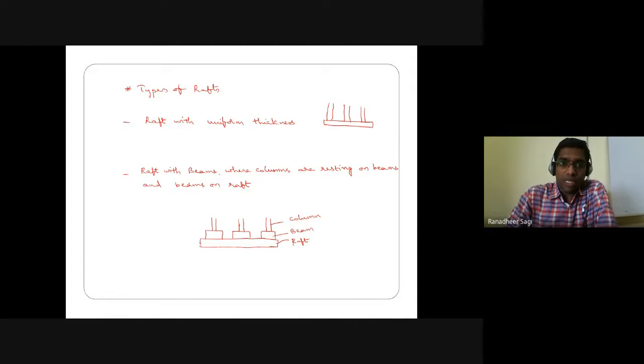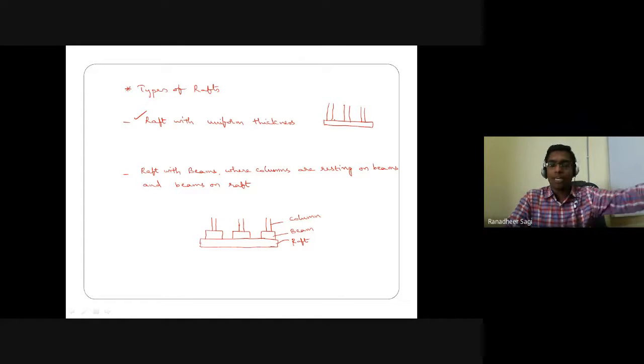Coming to the different types of rafts, we are going to see various types apart from what we have listed here. These are some of the types of rafts you would in general come across. One such type is raft with uniform thickness. When talking about a mat or raft spread over the complete plan area of your construction, if the thickness of the complete raft foundation is the same throughout, then such a raft foundation is called a raft with uniform thickness.